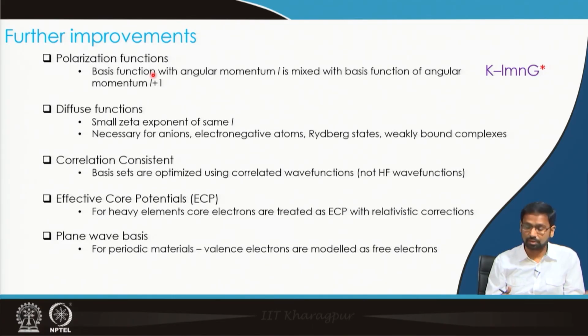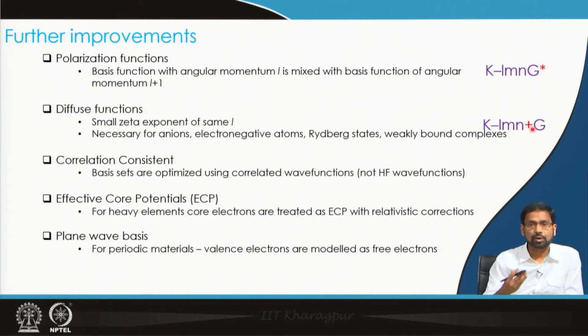That is what you get with the diffuse function, and you normally denote the use of the diffuse function with a plus sign before this g. G stands for the Gaussian contracted scheme. So, when it is a star after g, it is a polarization function. When it is a plus before g, it is a diffuse function.